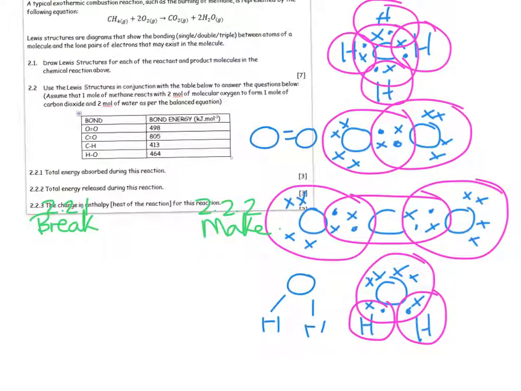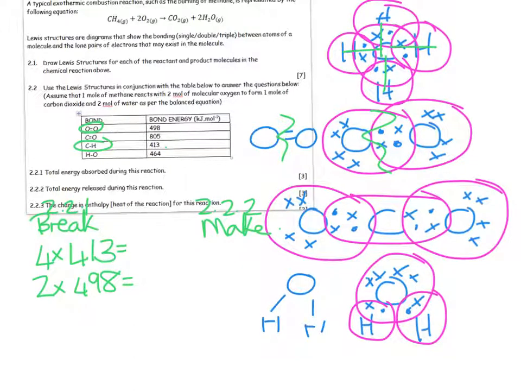Energy absorbed in the reaction is what I have to break, and I have to break 1, 2, 3, 4 C-H bonds. So 4 times 413 needs to be broken, and I need to break 1, 2 double bond O's, 498. That turns out to be 1652 and 996, which is 2648 kilojoules.